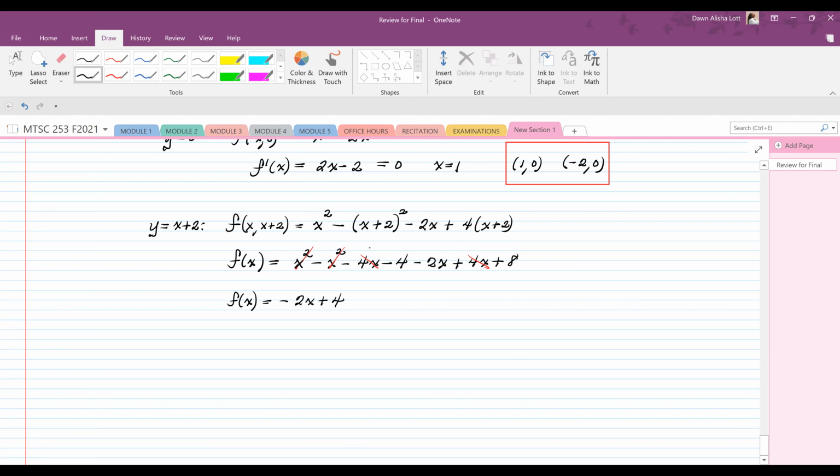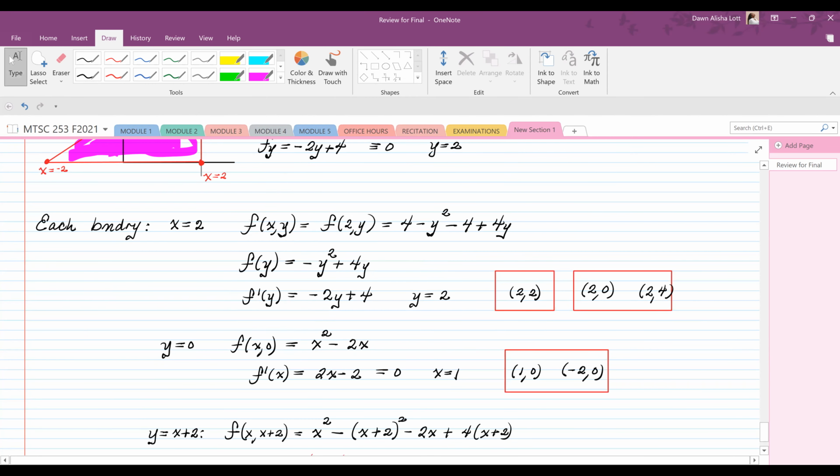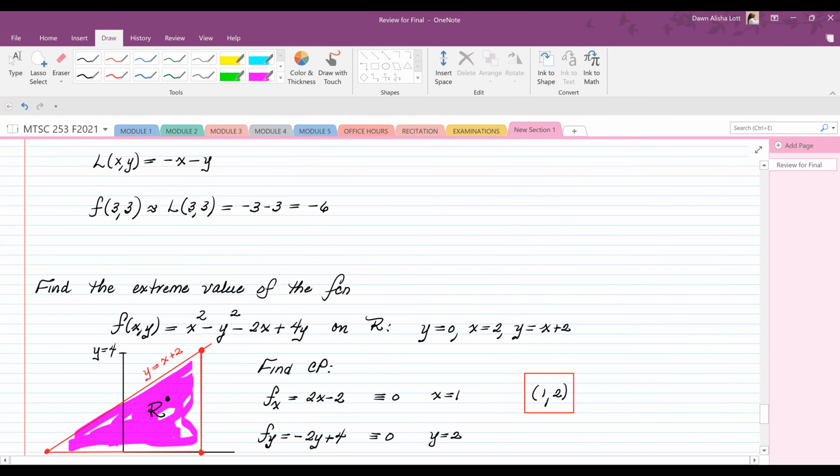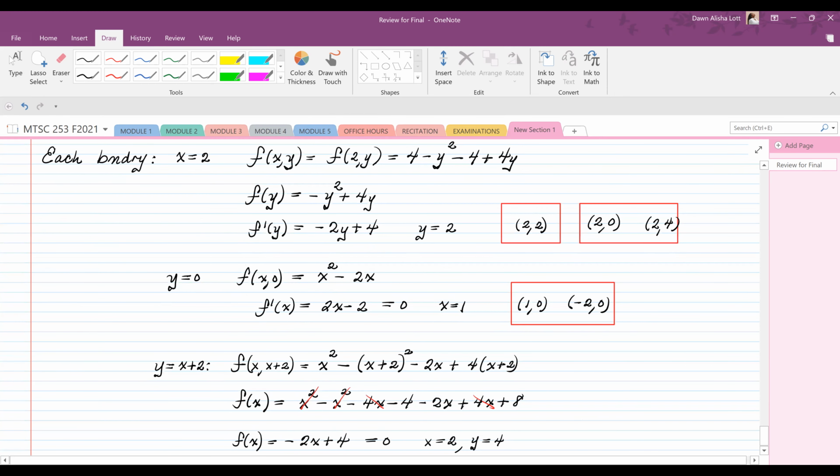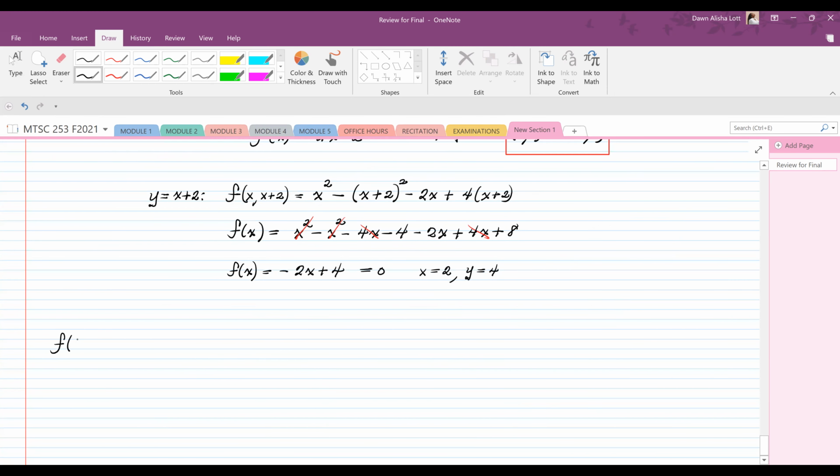Okay. Set that equal to 0. You get x equals 2. And then y has to equal 4. Do we have the 0, 4 already? Yes, the endpoint. So we already do. So we need f of (1, 2), (2, 2), (2, 0).